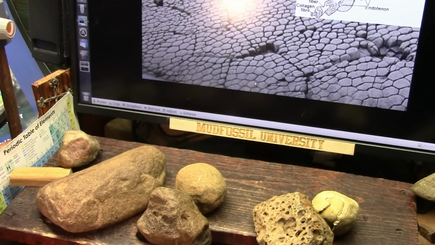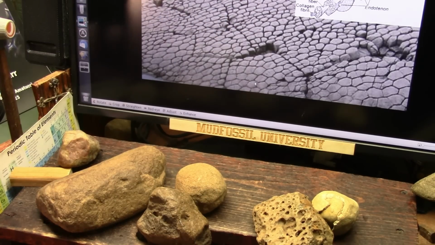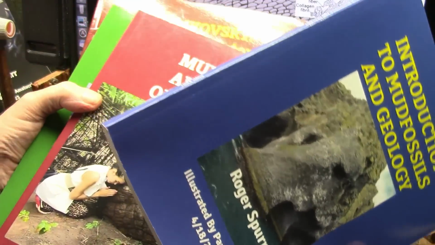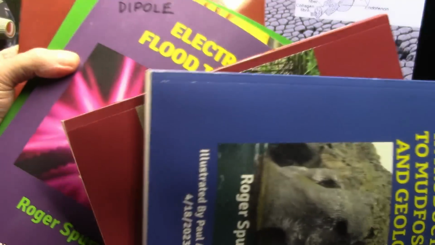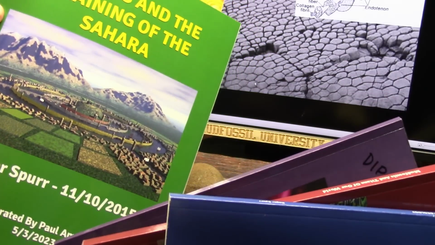And I have a guy that contacted me, and he's writing books. And here's a bunch of them. Whoa! Right here, he's doing books basically on all my papers. And these are Mudfossils and Geology and the Titans of our world and Electron Dipole Flood Theory and Atlantis, the Draining of the Sahara.